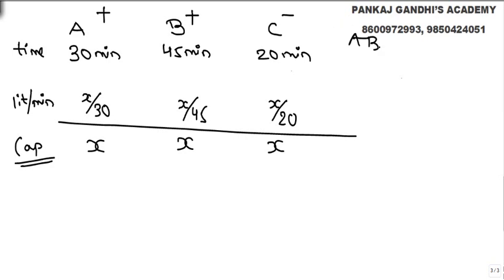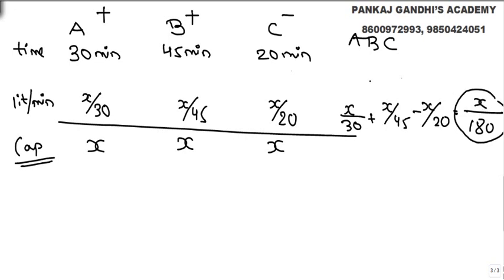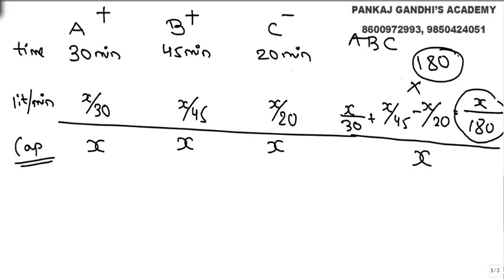So all the three together, A will fill X by 30, B will fill X by 45, and C will empty X by 20. So we find LCM: 6X, 4X, 9X. All the three together per minute fill X by 180. In how many minutes? X, number of minutes into speed per minute, so how many minutes will they need is 180.